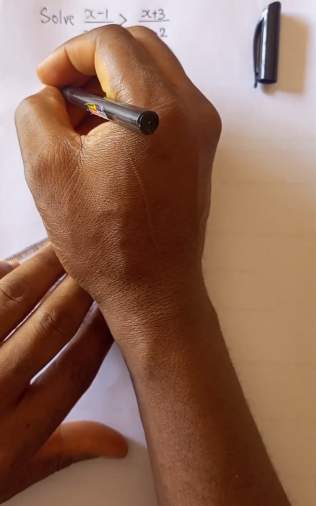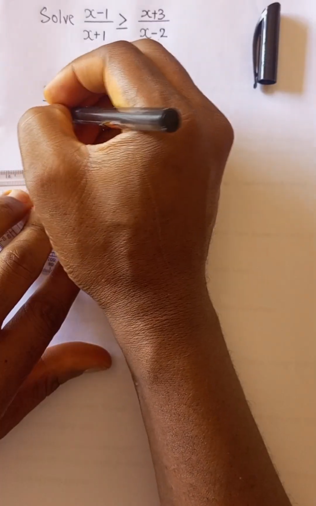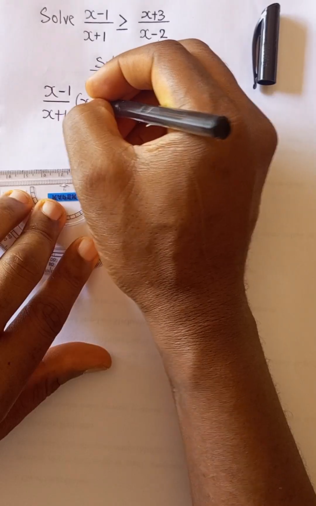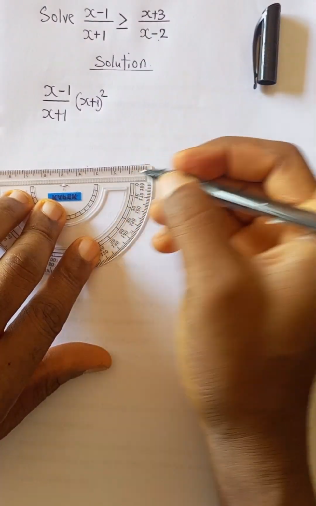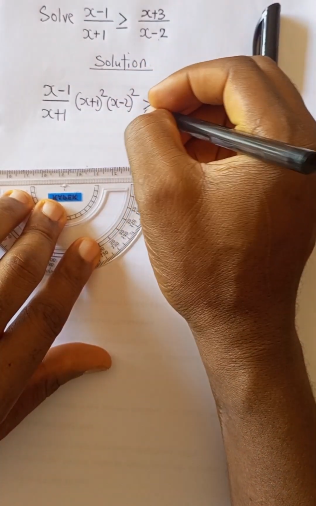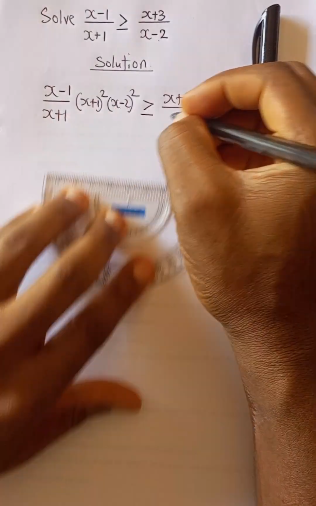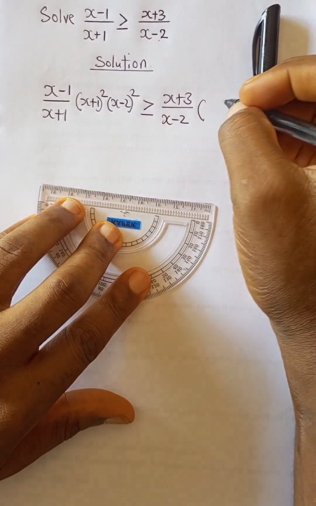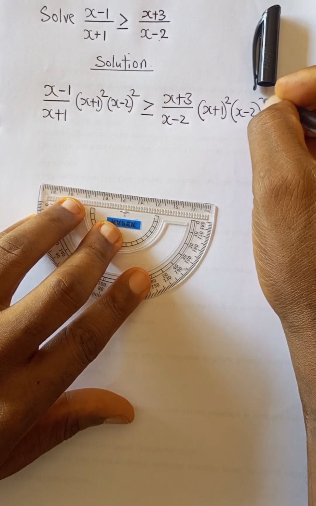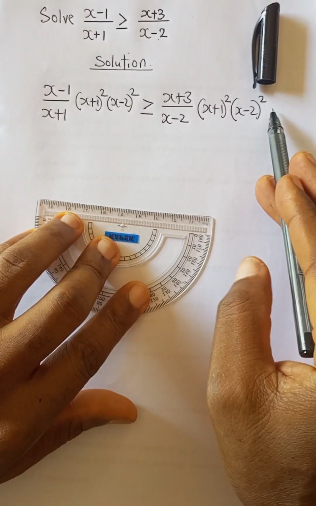So I have (x minus 1) over (x plus 1) times this one here, (x minus 1) squared. We'll still do it that side. For this one, (x minus 2) squared is less than or equal to (x plus 3) over (x minus 2) times (x plus 1) squared times (x minus 2) squared. I told you, multiply both sides with the square of this and this. That is what I just did.